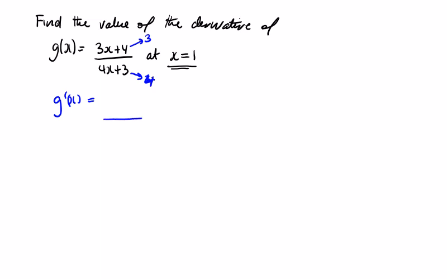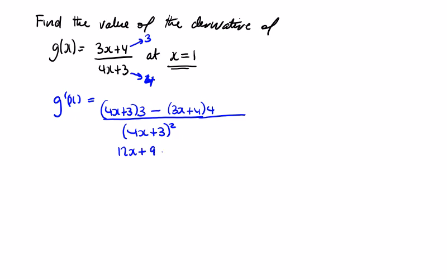So we have the bottom squared on the bottom, (4x plus 3) squared. We have the bottom, 4x plus 3, by the derivative of the top, which is 3, minus the top, 3x plus 4, by the derivative of the bottom, which is 4. So tidying this up, we get 12x plus 9. It's an easy one to tidy up, so tidy it up, and then we're going to have minus 12x minus 16, all over (4x plus 3) squared.